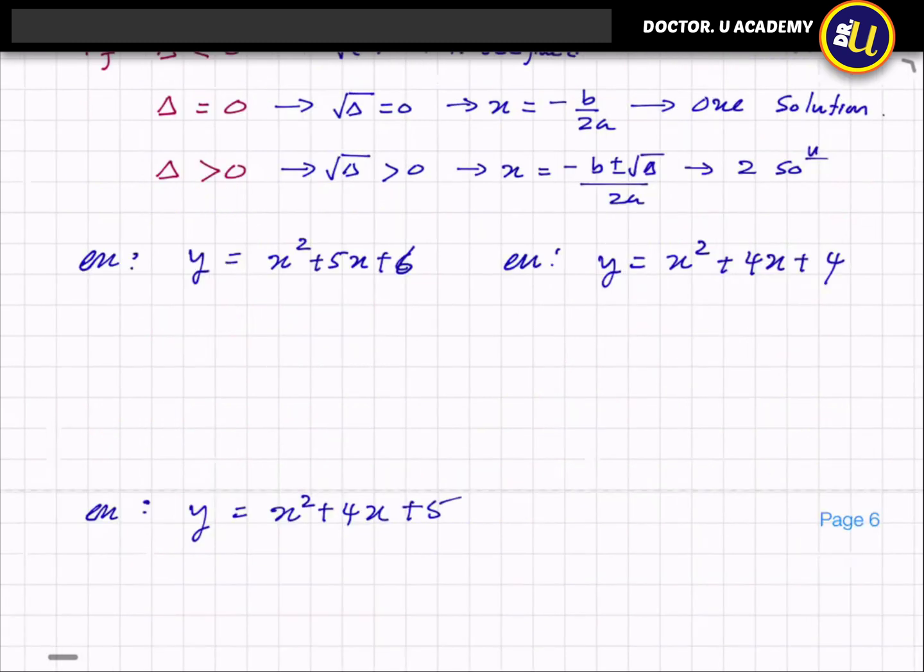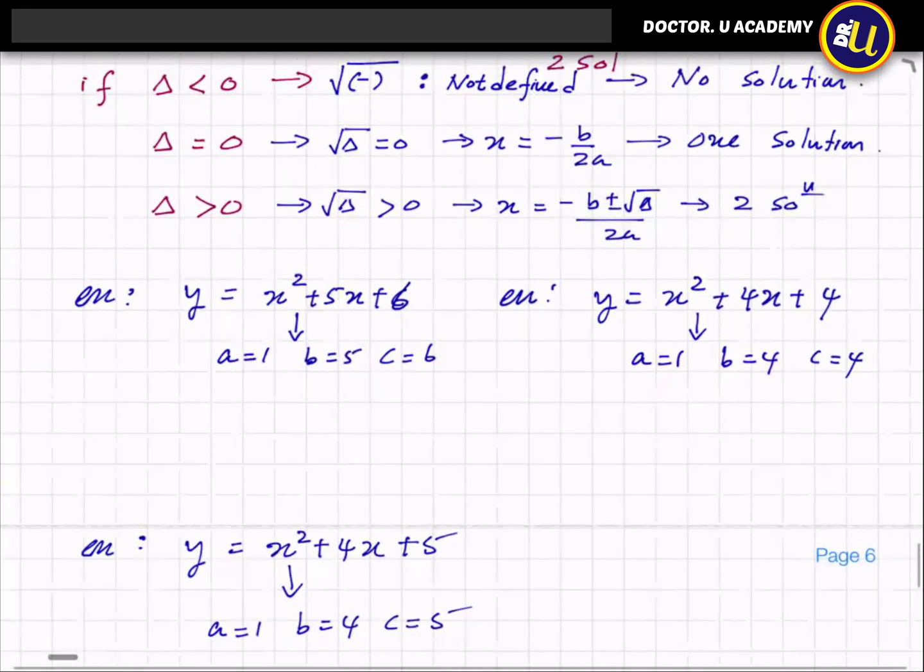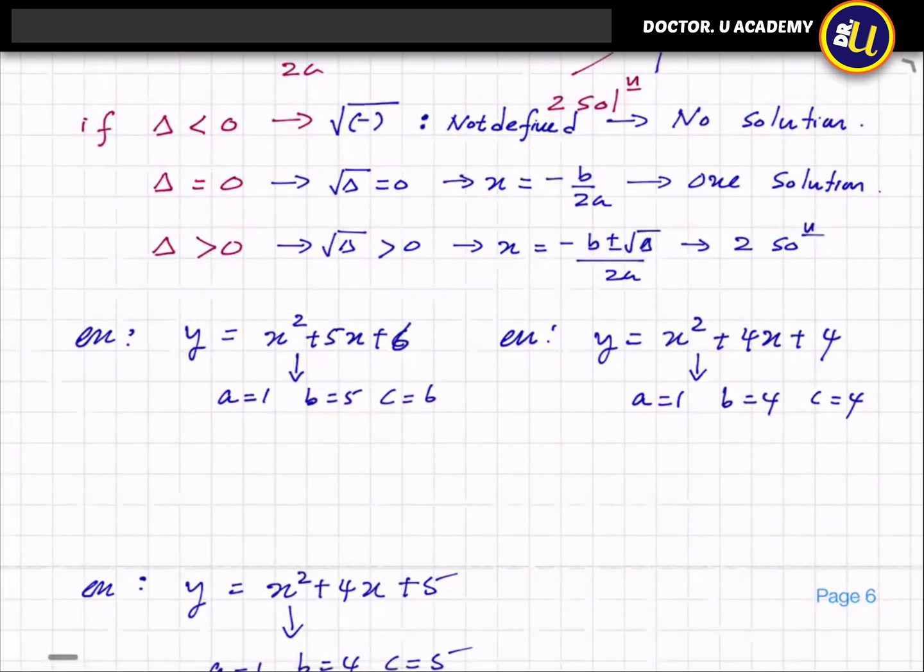So now as an example, there are three equations given. So we have to find how many solutions exist here. So first of all, we have to understand what a, b, c are. Here a is 1, b is equal to 5, c is equal to 6. In the second, a is equal to 1, b is equal to 4, c is equal to 4. In the third one, a is equal to 1, b is equal to 4, c is equal to 5. So now to understand no solution, one solution, two solutions, delta is what you have to find.